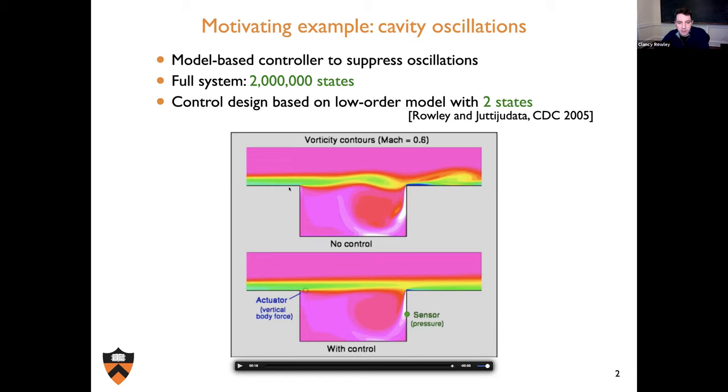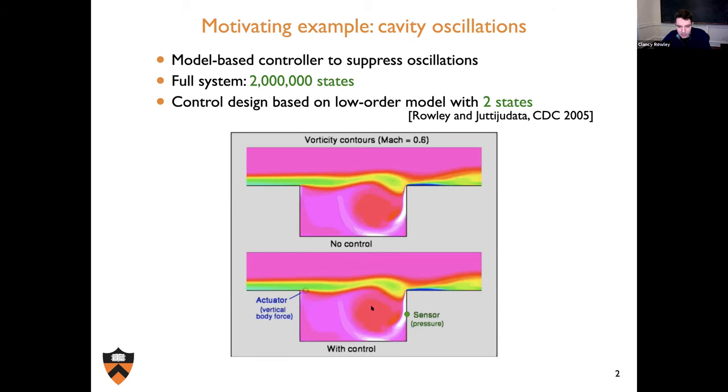Well, we like model-based control. So if you do model-based control, this full system has 2 million states. So this little simulation I did many years ago had 500,000 grid points. There are 4 flow variables, so that's 2 million states. And that's just too big for our resources to design a controller for a system that big. So what we did was we developed a low dimensional model with only 2 states and designed a controller based on that. And the bottom figure shows how that controller works.